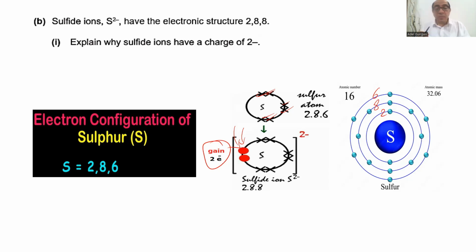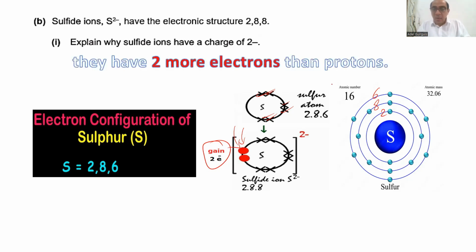Or something iron, for example. Iron, Fe, may lose 2 electrons during chemical reaction and give 2 electrons to a sulfur atom to form iron sulfide, FeS, for example. Okay, here.